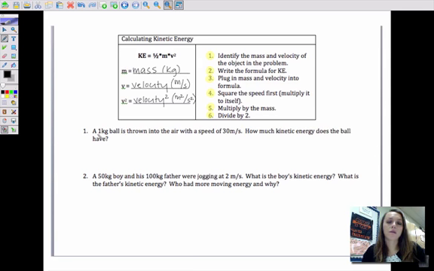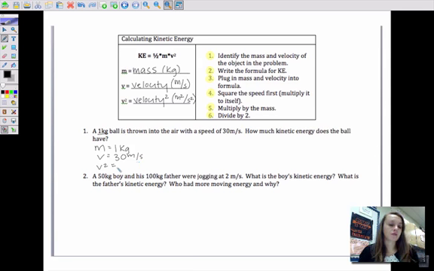In our first problem, we have a 1 kilogram ball and it's thrown in the air with a speed of 30 meters per second. The question asks, how much kinetic energy does the ball have? Because I'm solving for kinetic energy, I'm going to have a different variable chart. It'll be m, v, and v squared. In my problem, I have 1 kilogram, and I know that's mass because kilograms is the unit for mass. I have v as 30 meters per second.